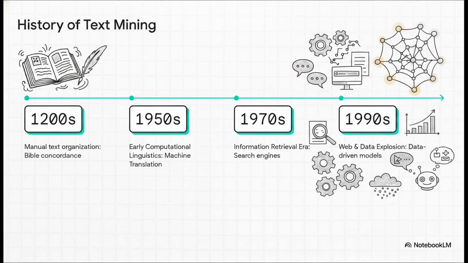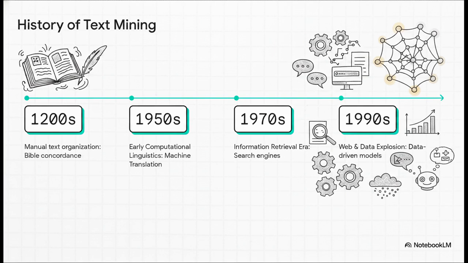we hit early computational linguistics. This era was all about syntax, grammar rules, and early machine translation. Think of it like trying to teach a massive computer to translate English to Russian using strict rules. Then the 1970s brought the information retrieval era, driven by the growth of digital documents. That gave us early search engines and concepts like TF-IDF for measuring term importance.